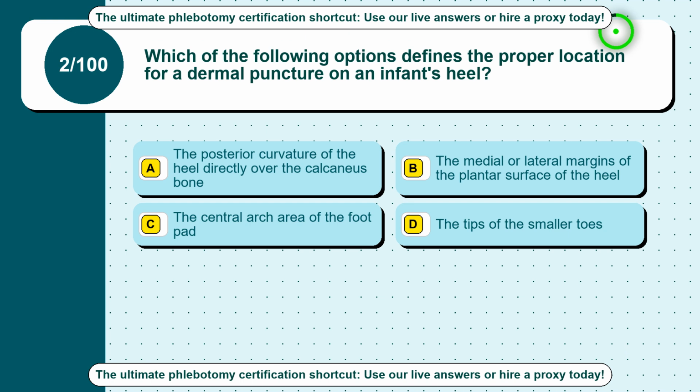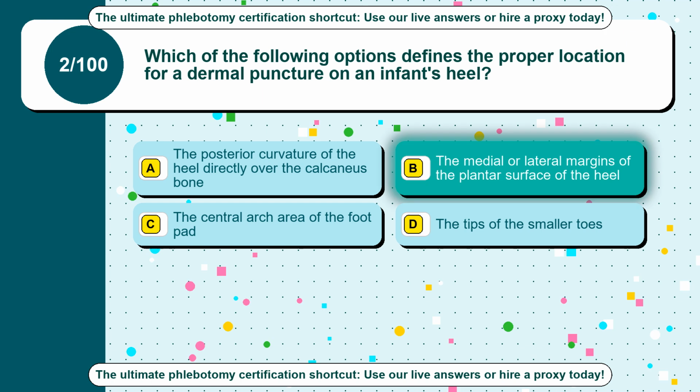Question 2. Which of the following options defines the proper location for a dermal puncture on an infant's heel? Option A. The posterior curvature of the heel directly over the calcaneus bone. Option B. The medial or lateral margins of the plantar surface of the heel. Option C. The central arch area of the foot pad. Option D. The tips of the smaller toes.